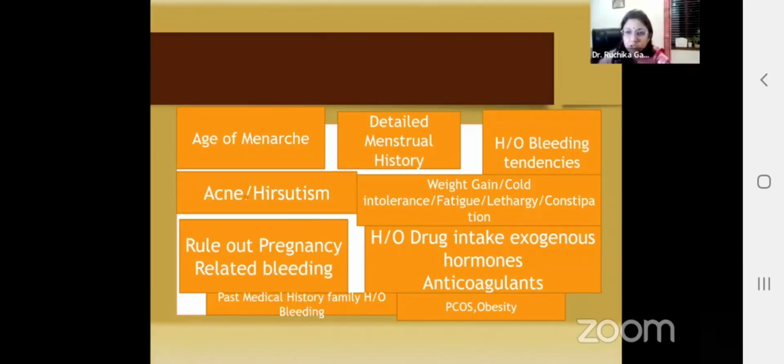And nowadays we should rule out pregnancy related bleeding, and whether she is taking any exogenous hormones, or whether she's on any anticoagulants, or whether she's having any bleeding tendencies like epistaxis or easy bruises or petechiae. And definitely a history of hypothyroidism like weight gain, cold intolerance, and fatigue should also be taken.